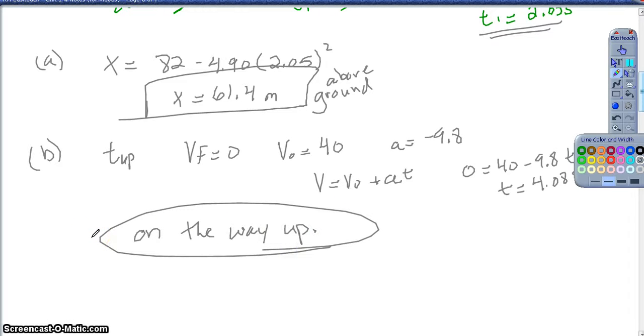So I've got my information there. Again, I just compared the time that it actually took them to meet to the total time that it would have taken the stone to reach the top of its path. If it had been any more than the 4.08 seconds, obviously that would have told us that it was on the way back down. So probably the most involved example from this first set of notes.